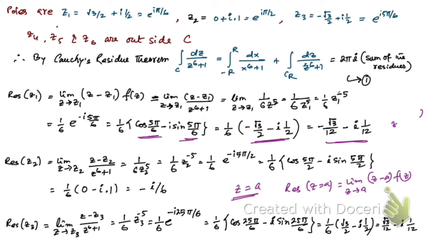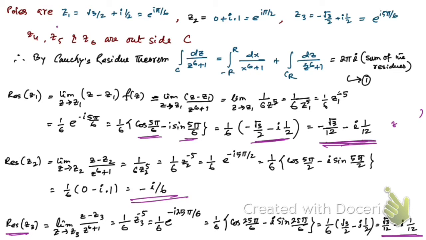Similarly, we have found the residue at z is equal to z2. Again, applying L'Hospital's rule, we have got this, and then again putting z2 is equal to this value. Here you see, this is the z2, right? Then we have got this one. So similarly, we have found the residue at z3, and let me clean this. So we have got the 3 residues, this one and this one. So here we need to put the sum of the residues, right?